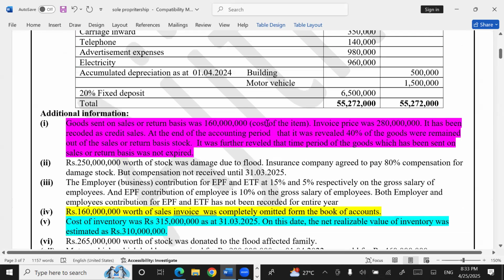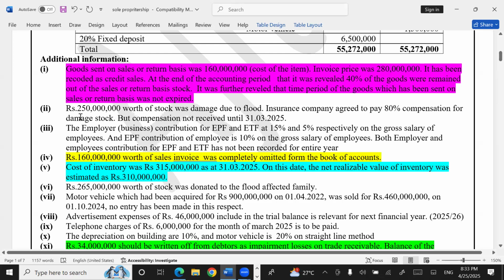alone for damaged stock. Think second one: 250 worth of stock was damaged due to flood. But given, the insurance company agreed to pay 80% as compensation. 3 marks. Damaged stock value equal 250, but the insurance company agreed to pay 80% as compensation. Therefore, compensation not received yet is a receivable. Therefore, that value should be recorded under current assets.